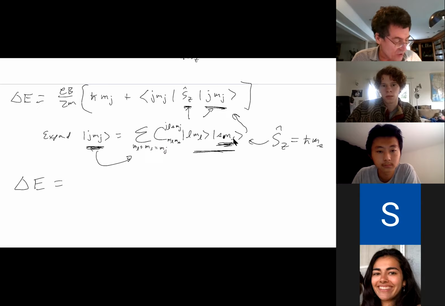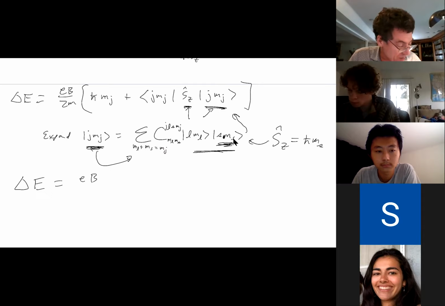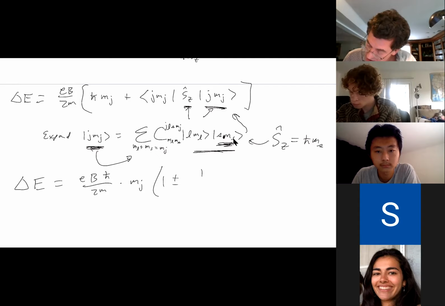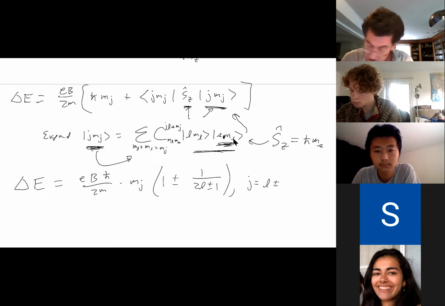And that little formula is E_B times h bar over 2 times the mass times M sub J times 1 plus or minus 1 over 2L plus or minus 1, where J is equal to L plus or minus 1/2. So it's a funny little formula, and it depends on which J you use.